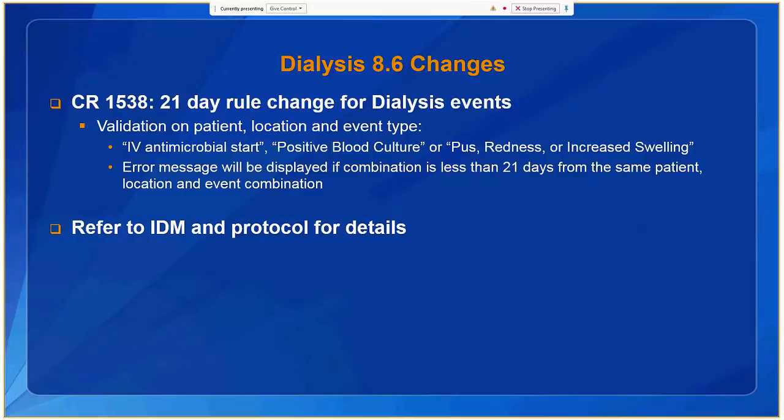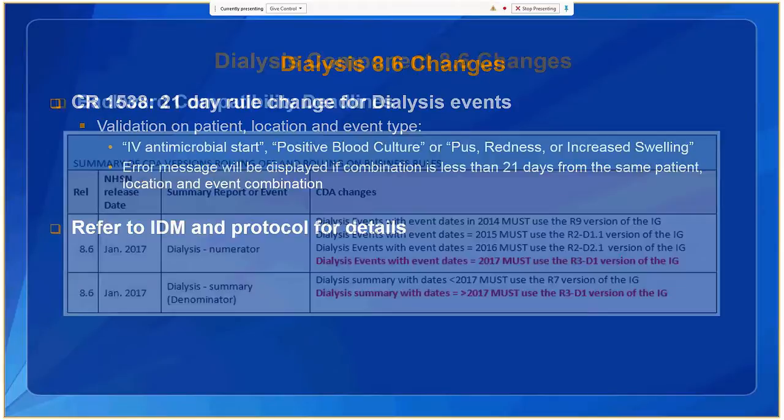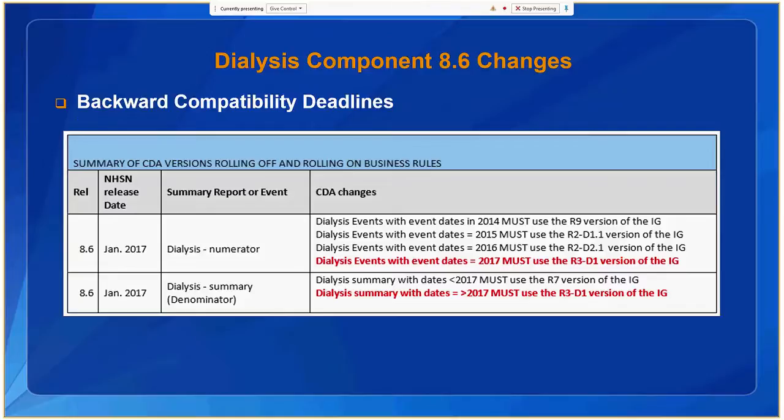There's also the 21-day rule that has been implemented for dialysis events. So it will be validation on patient, location, and event type. And it's based on the IV antimicrobial start, positive blood culture, or the pus, redness or increased swelling. An error message will be displayed if the combination is less than 21 days from the same patient, location and event combination. So whether you manually enter it or CDA import, you should get the same error message. Refer to the IDM and protocol for details. Next slide.